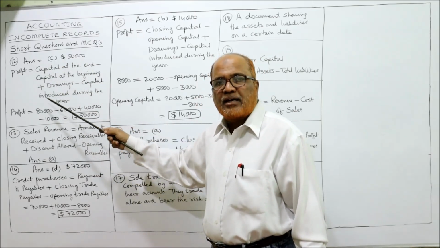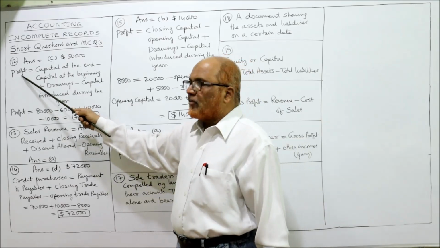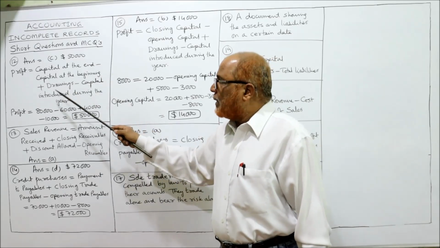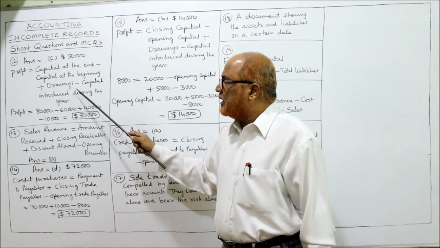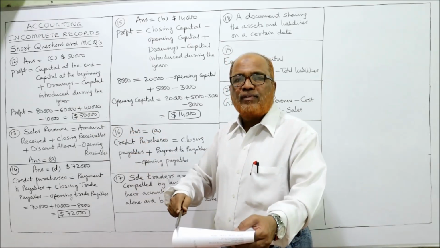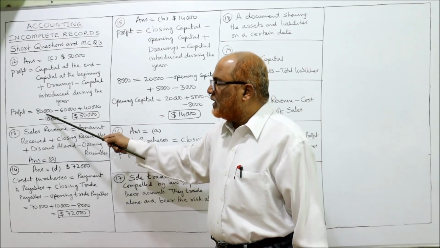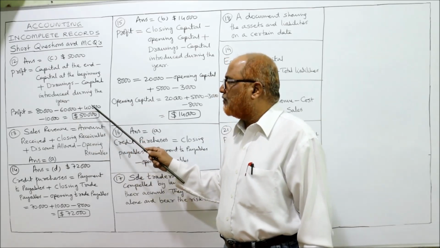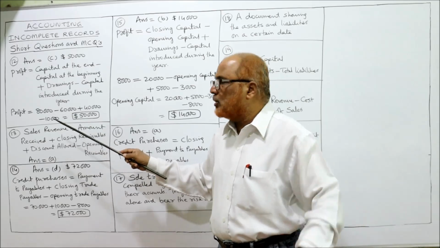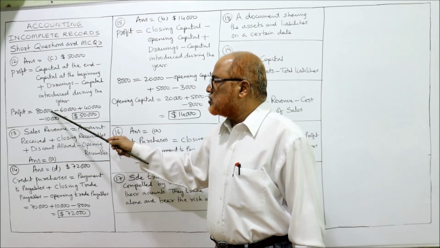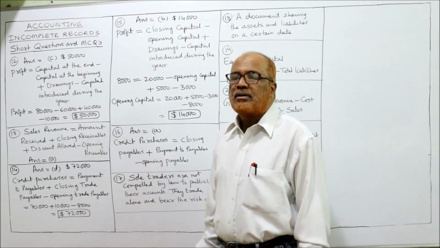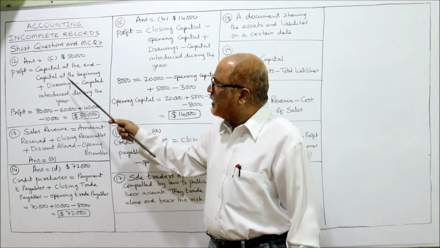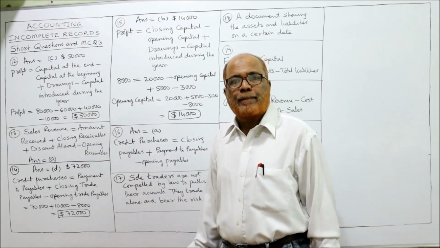How did we get it? I am writing the equation here, note it down. Profit earned is equal to capital at the end minus capital in the beginning plus drawings minus capital introduced during the year. All the figures are given in the problem. Capital at the end of the year 80,000, capital in the beginning of the year 60,000, drawings made during the year 40,000 and further capital introduced during the year 10,000. 80,000 minus 60 plus 40 minus 10, $50,000. That is the profit earned. The only thing you have to remember is this equation.